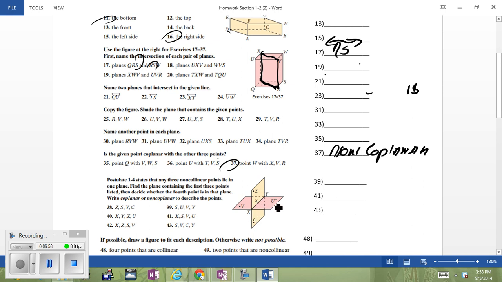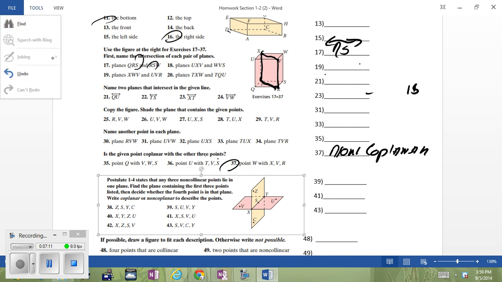We can see that the pink plane is intersecting it along the line right there at XY. Okay, it is along the line there at XY. All right, so that is the point where they intersect.